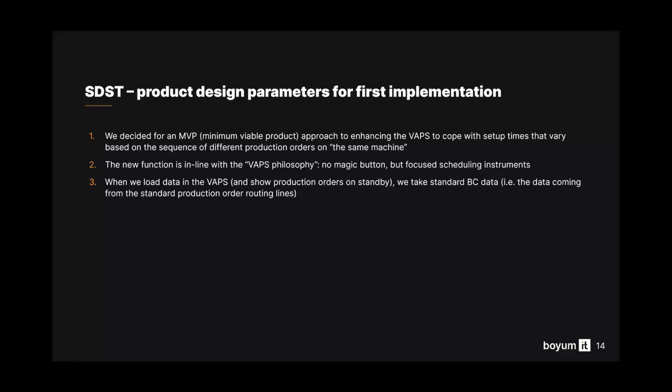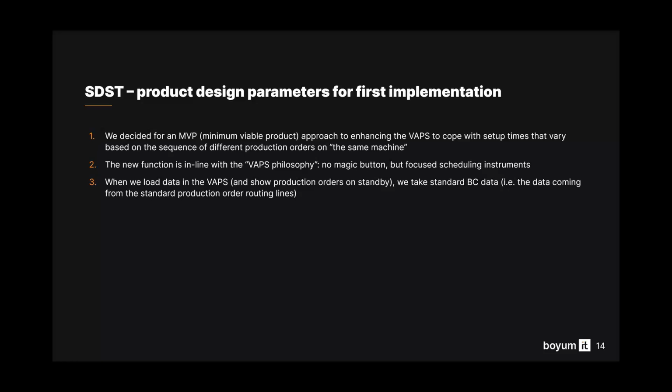The next one is that when we load data in the VAPS, we really respect Business Central. We respect all the data coming from Business Central, as good or as bad as it is. So the production orders that you see on the standby resource carry the information from the standard production order routing lines. The same is true for the alternative routing sets that we have had in the system since the beginning. We only apply the additional master data when we trigger certain actions in the VAPS.